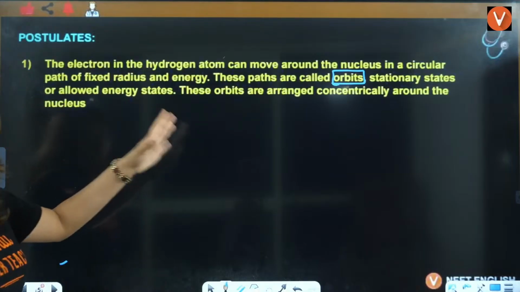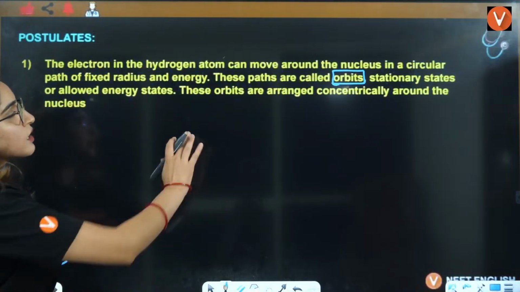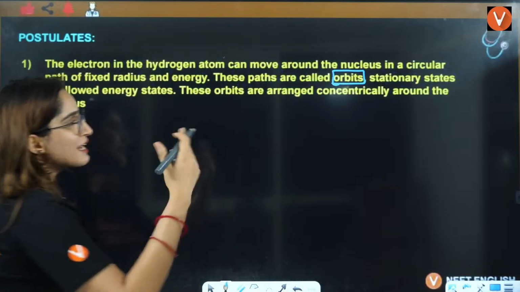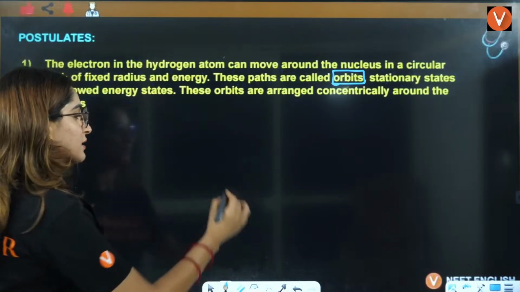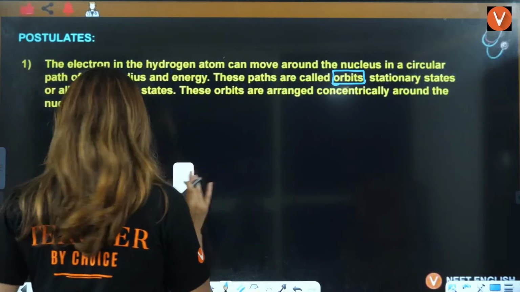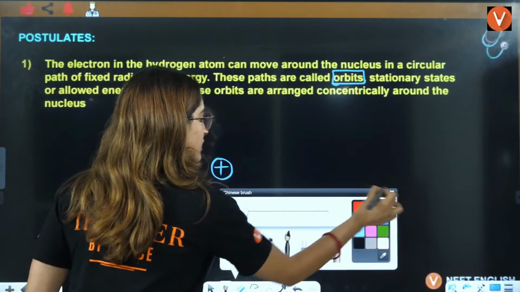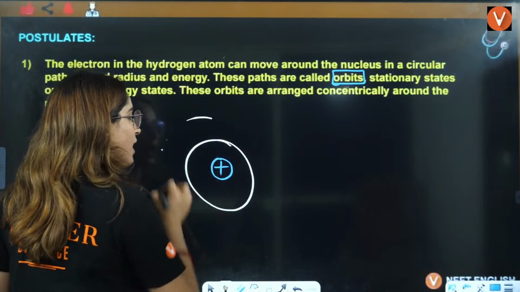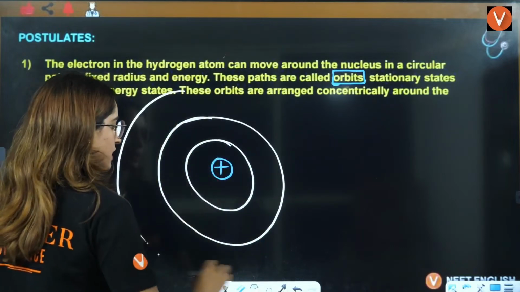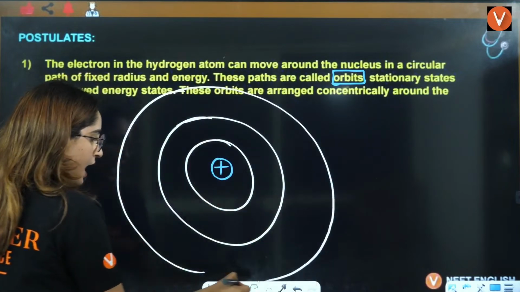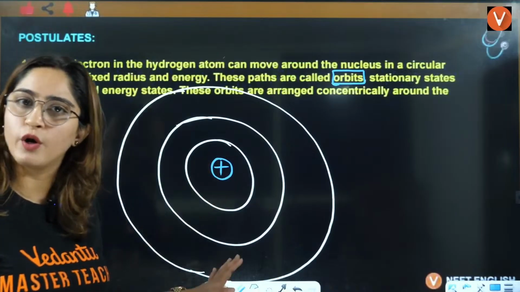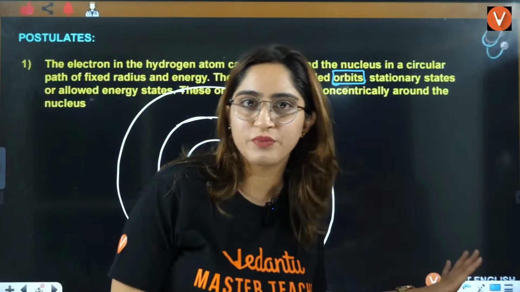So stationary states or allowed states, the orbits are arranged concentrically around the nucleus. He said that this is the nucleus, and concentrically means this is n equals 1, this is n equals 2, this is n equals 3, and so on it will be. Okay, this is what he told you.